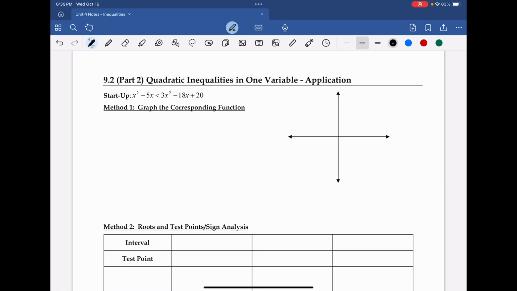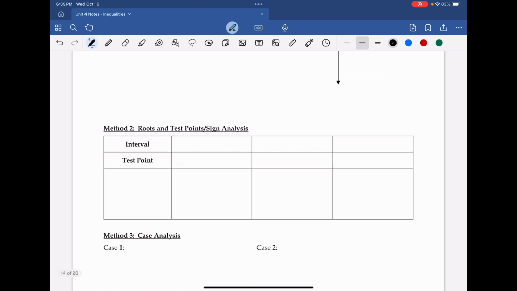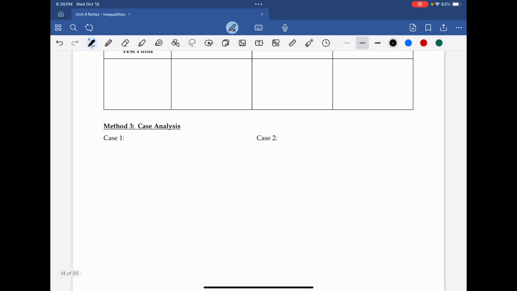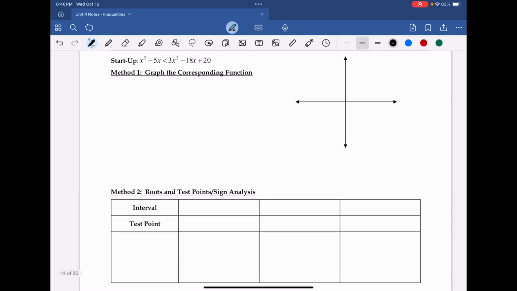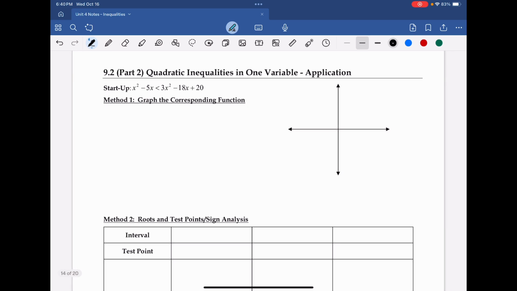Method 1, which is a non-algebraic approach, is to graph the function or graph the inequality. For method 2, we're going to do our root and test point. And then method 3, we're going to do our case analysis, where method 2 and 3 are the algebraic approaches. And then the first one was our graphing method, which is non-algebraic.